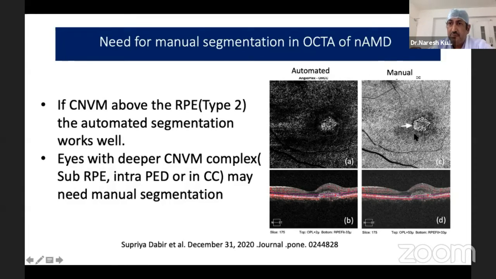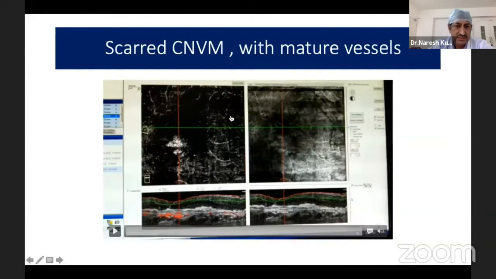But if you do the manual segmentation and you go a little deeper, then you can see the vasculature very nicely. So the vasculature is seen, and then you can confidently say that this CNVM looks active. So here, this is a small video.